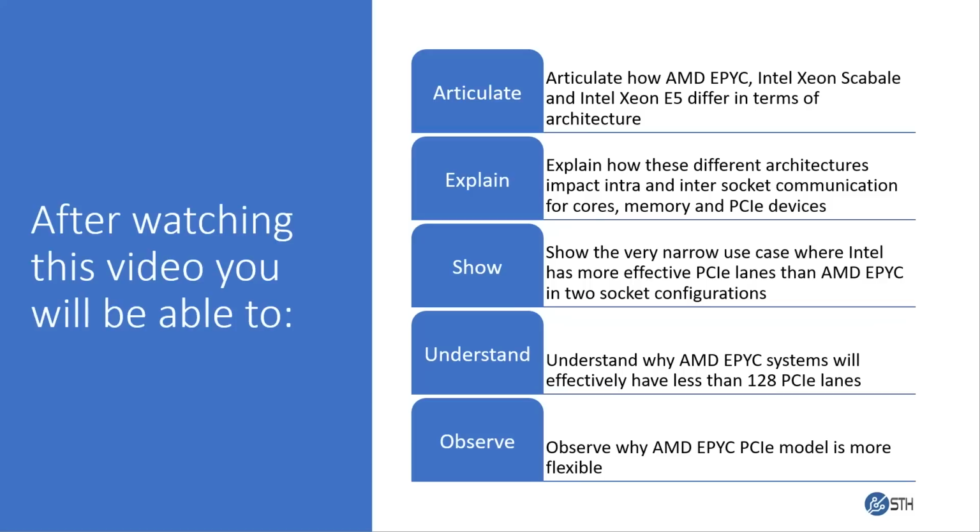You'll understand why AMD EPYC systems will effectively have less than 128 PCIe lanes available to users. And finally, you'll be able to observe why the AMD EPYC PCIe model is more flexible than Intel. That's a lot to cover, so let's get started.